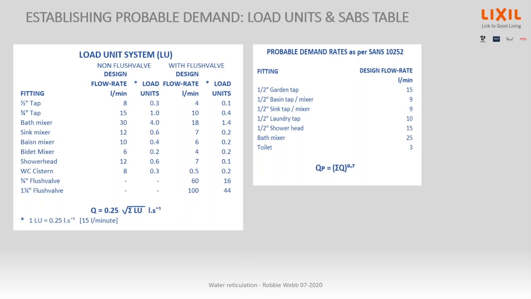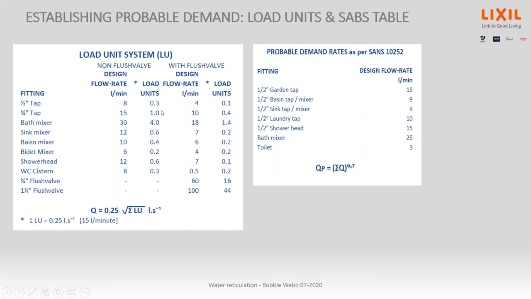The one that we're looking at here is called a load unit system. It says that if you've got a 1/2-inch tap, I hope you can see the mouse, it's going to flow at about 8 liters a minute. We know it might go to 12 liters a minute. In this system, I can't tell you the name of who designed it, they give it a rating of 0.3 load units, and if it was a 3/4 tap, it would have 1 load unit, and so on. So this rating is not a rate of flow, it's just a unit.